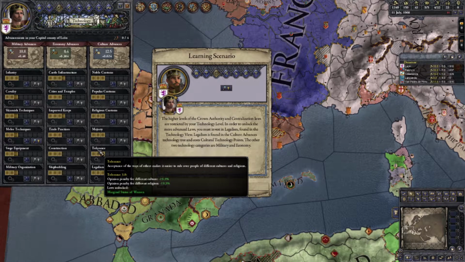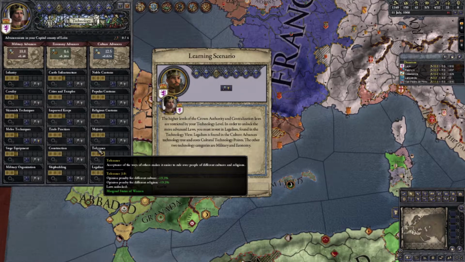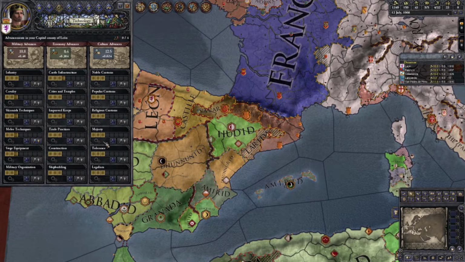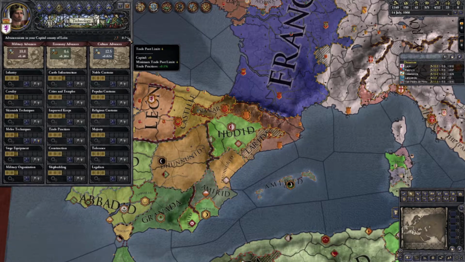Then we have tolerance. Acceptance of the ways of others makes it easier to rule over people of different cultures and religion. Well, we'll see what the next thing is. Maybe it'll break down some of the technology. Ooh, trade post limit. I don't even know what that means, but it's probably good.